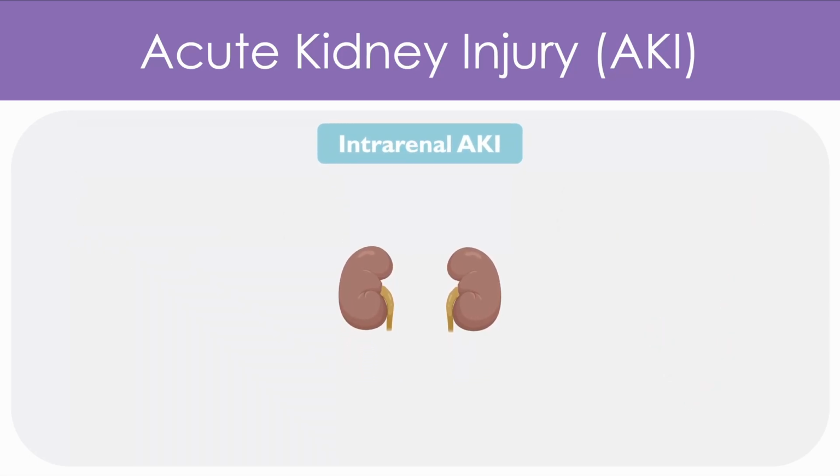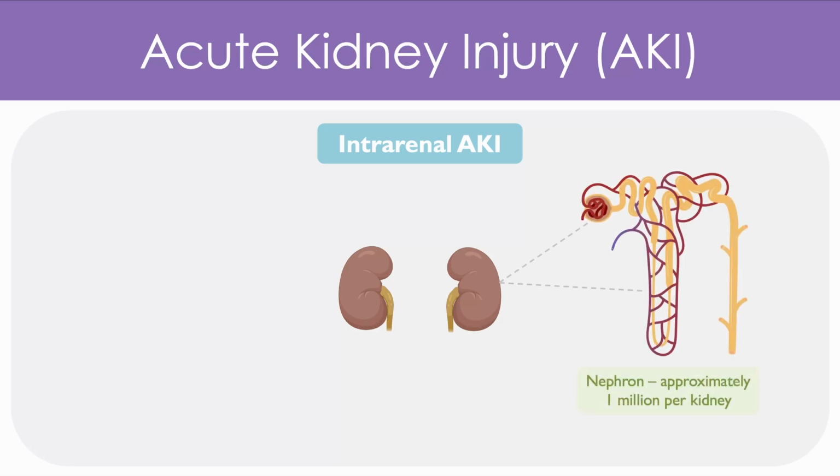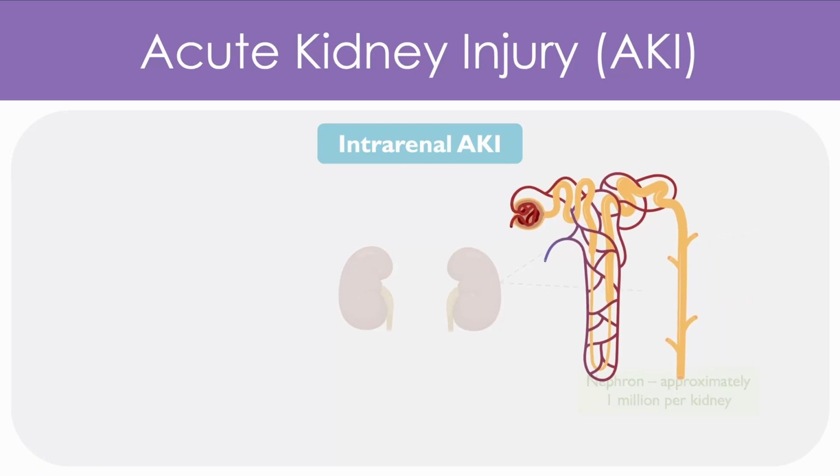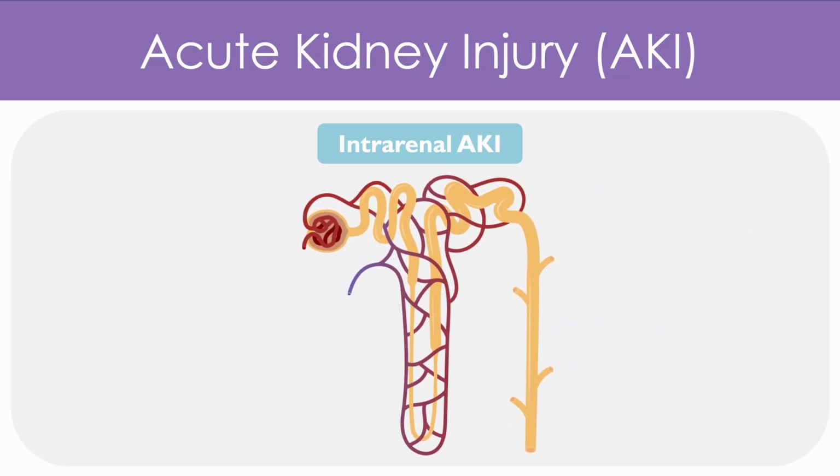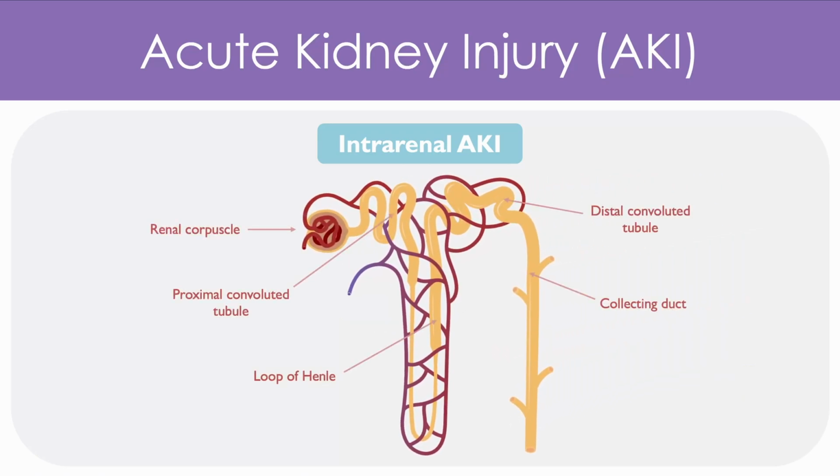To understand this, we have to take a closer look at the kidneys themselves, and we find that they're composed of multiple filtration units known as nephrons. If we zoom in on one of these nephrons, we can see that it's composed of several different parts. And in intrarenal AKI, different parts can be affected and lead to different pathologies.